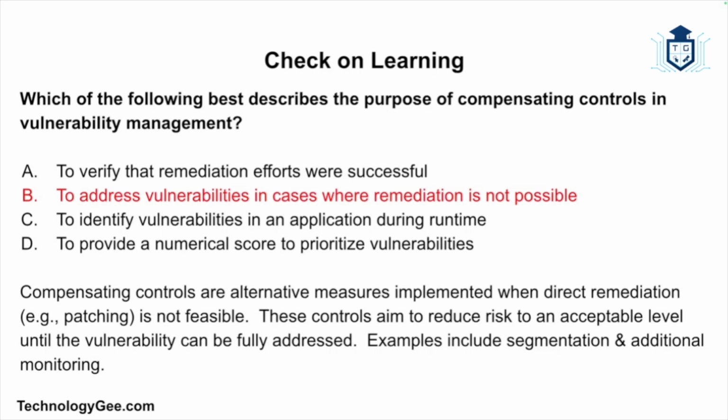So compensating controls are alternative measures implemented when direct remediation, such as patching, is not feasible. These controls aim to reduce risk to an acceptable level until the vulnerability can be fully addressed. And examples of this include segmentation and additional monitoring.